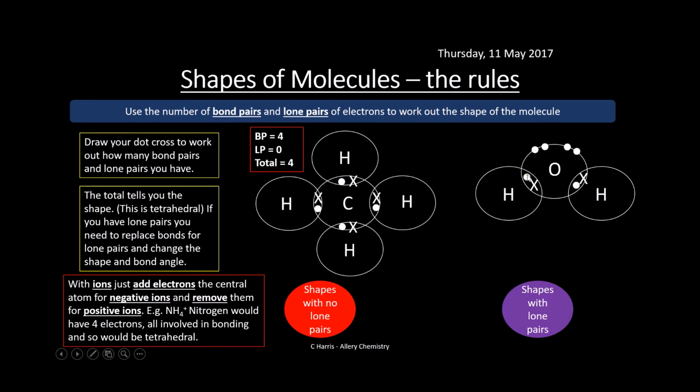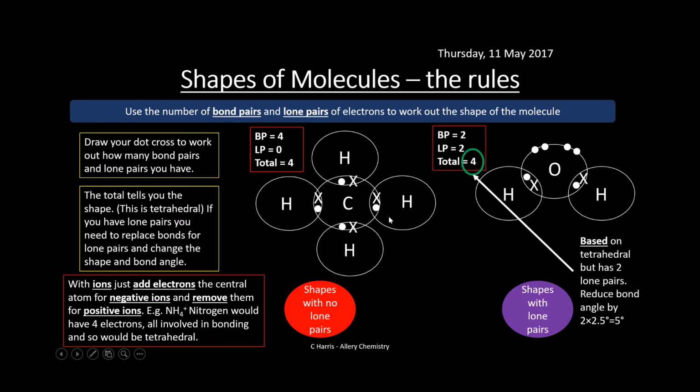This is water. 2 bond pairs, 2 lone pairs. Look at this. 2 bond pairs, 2 lone pairs. Totals 4. This is still based on a tetrahedral, so that'll be a starting point. So you start with 109.5 for a tetrahedral, and basically you shrink it by 2.5 degrees for every lone pair. 2 lone pairs here, so that shrinks by 5 degrees. This is the angle between the 2 bond pairs.